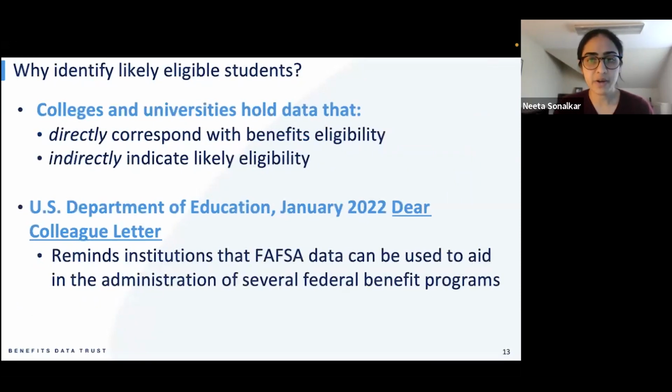And so finally, I hope by now you're convinced that states and colleges should be doing more proactive data-driven outreach to eligible students, but here's why they can. Institutions actually hold a fair amount of data that either directly correspond with benefits eligibility or indirectly indicate likely eligibility. So there's a lot that institutions can be doing. And then finally, the Department of Ed last January issued guidance to institutions encouraging them to use FAFSA data to perform this outreach because of its connection to the administration of several federal benefit programs. And that is why we created the toolkit that we're about to take a look at.